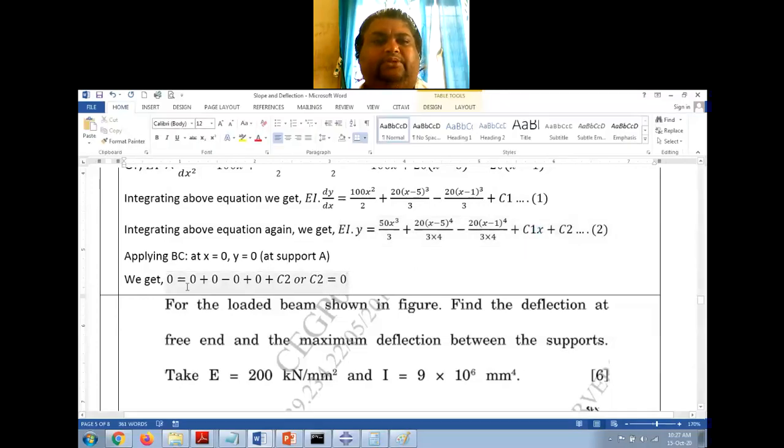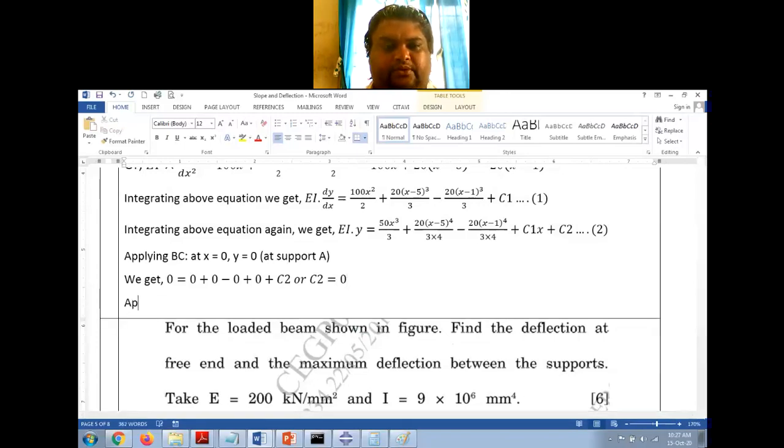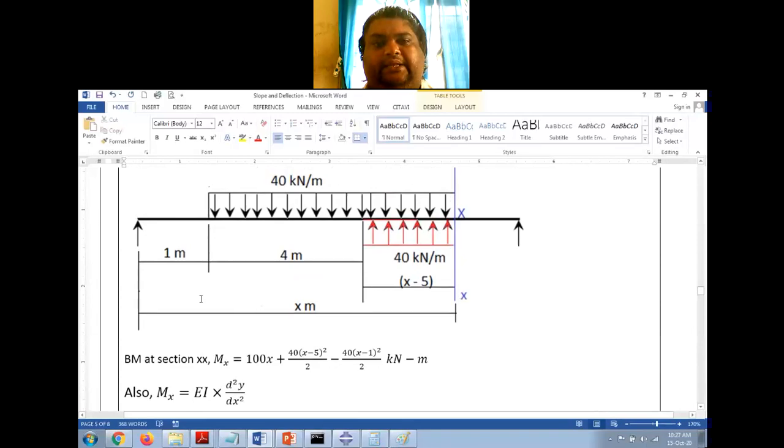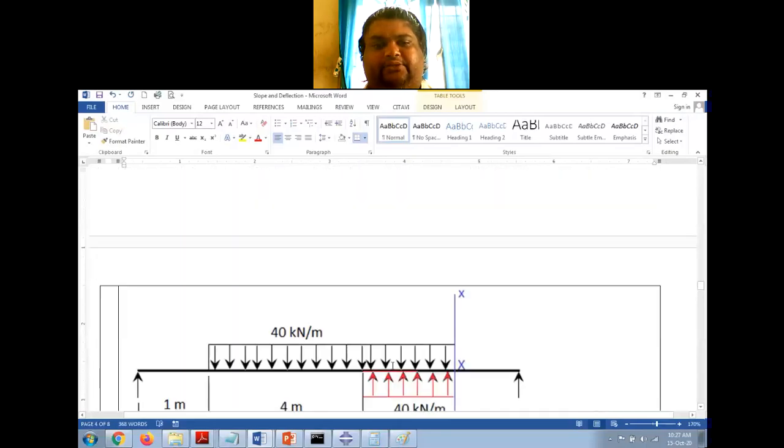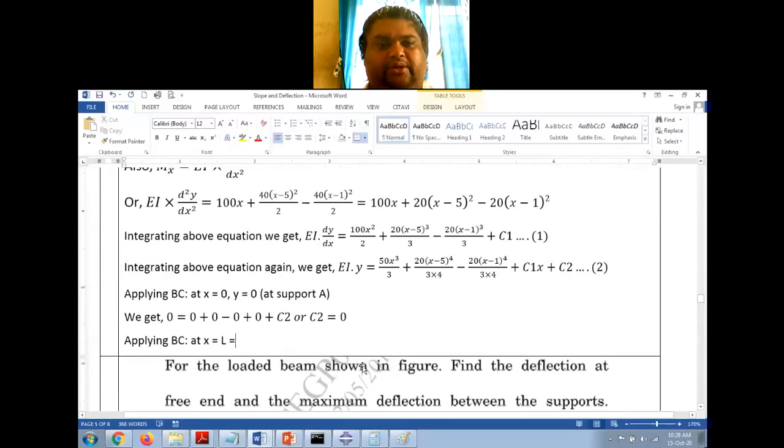In most of the numericals, you get C2 is equal to 0. Very rarely you will get a value for C2, right? So here also we got C2 is equal to 0. Now I have to put another boundary condition. Applying boundary condition at x is equal to L. What is L? L is the complete length of the span, and that is 8 meters. I'm not deriving an expression here. So 8 meter.